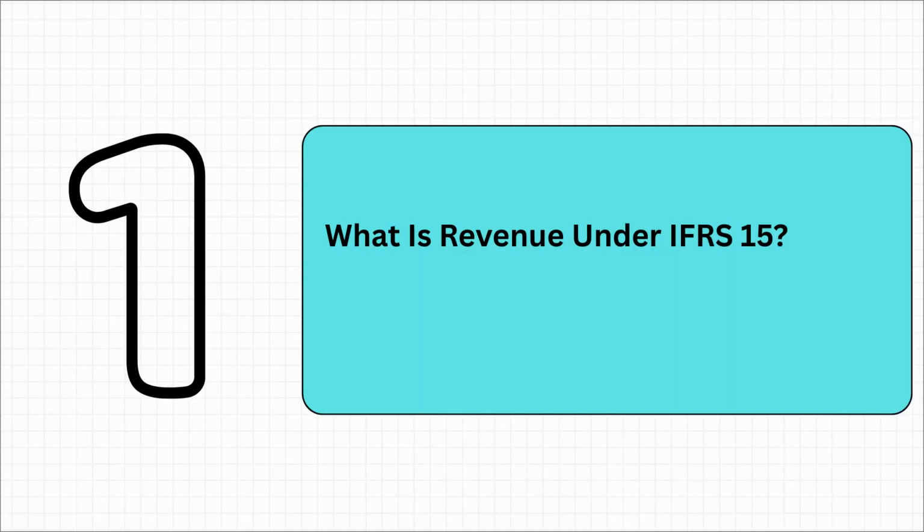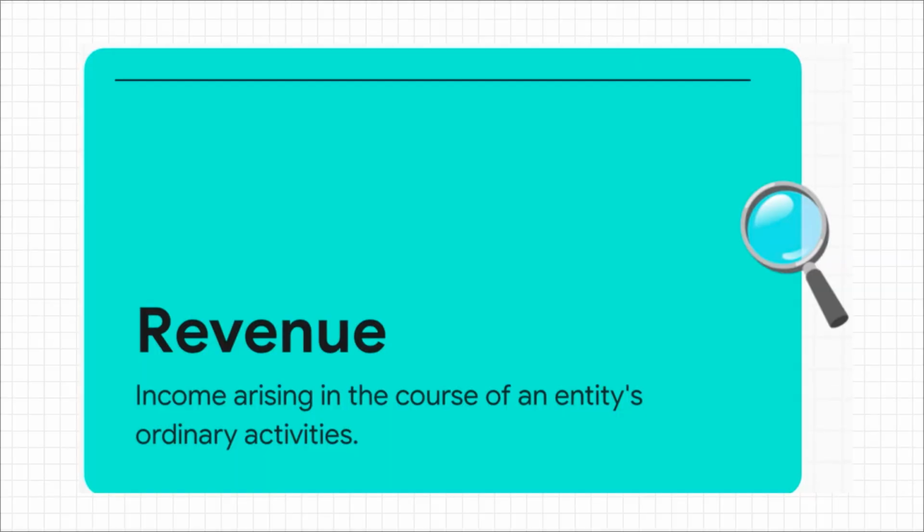So let's start at the very beginning. What do we actually mean by revenue under IFRS 15? Revenue is defined as income arising in the course of an entity's ordinary activities from contracts with customers. That last part is key. Ordinary activities. If your company sells software, your revenue comes from software contracts, not from selling your office furniture. Those would be gains, not revenue.